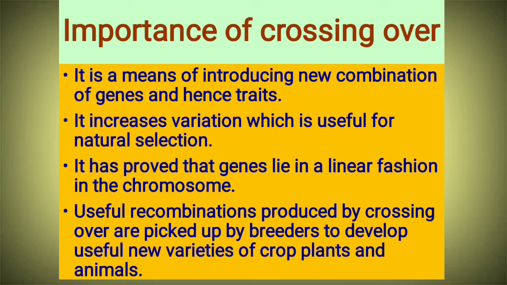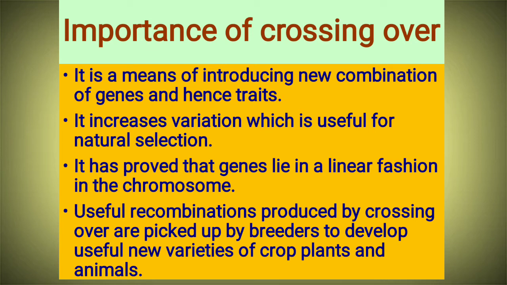Then the second point, that it increases variation, which is useful for natural selection. You all have already studied the evolutionary process, and during this process a very important concept was created: that variation is required, and for variation there is always recombination of genes. So crossing over creates recombination of genes, and hence variation can be obtained.